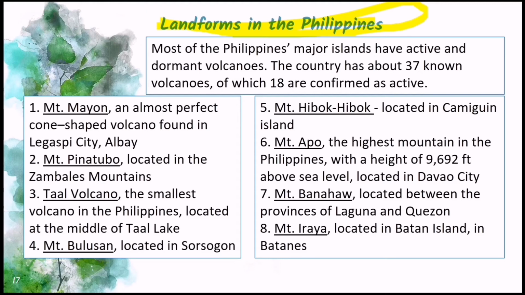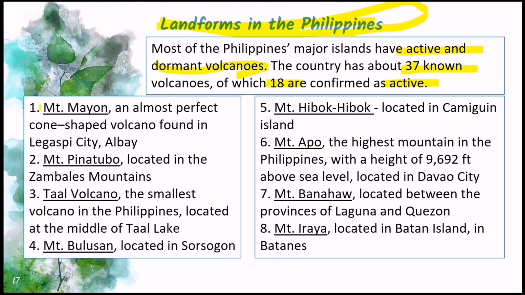Most of the Philippines' major islands have active and dormant volcanoes. The country has about 37 known volcanoes, of which 18 are confirmed as active. Imagine, class, if all the volcanoes erupted, what would happen? When Mount Taal just erupted, its destruction was great.